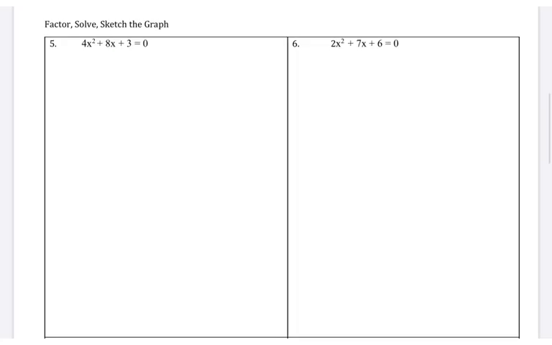Okay, so now we're going to do the same thing like we did in the last video. On the first page we factored, and on the second page we factored and solved. So same idea. I have a trinomial, so I'm going to start with that trinomial. Like always, I have an A, a B, and a C. So A times C is the number 12, B is the number 8.